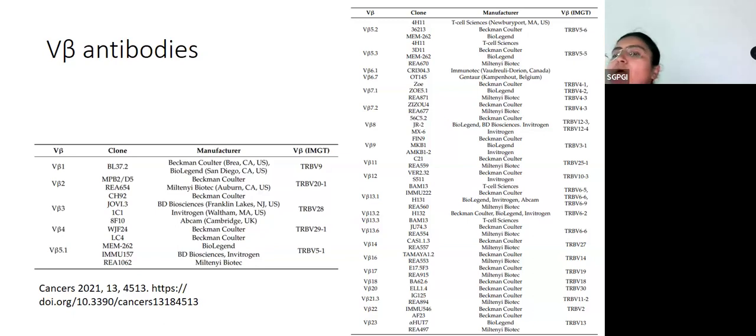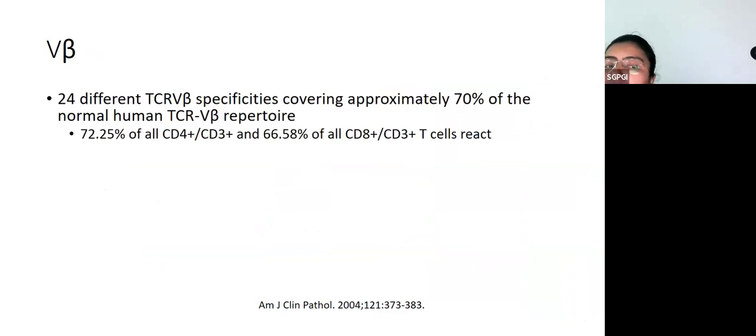And I'll talk to you more about those in my subsequent lecture. But if we have to truly assess clonality, this is a set of 24 antibodies that are available, targeted to different T cell receptors. So these are TCR variable beta region specificities, 24 different families, and they cover approximately 70% of the normal human V beta repertoire.